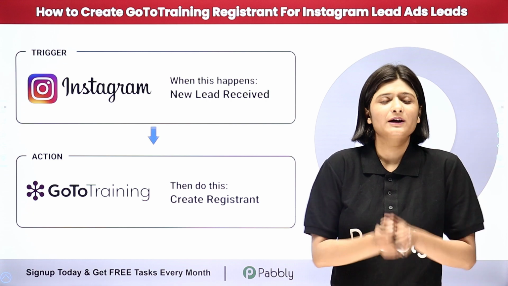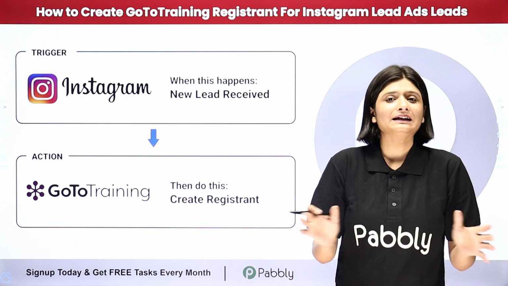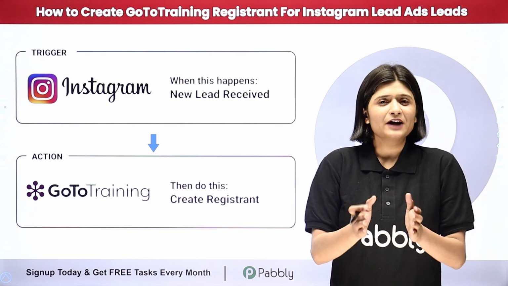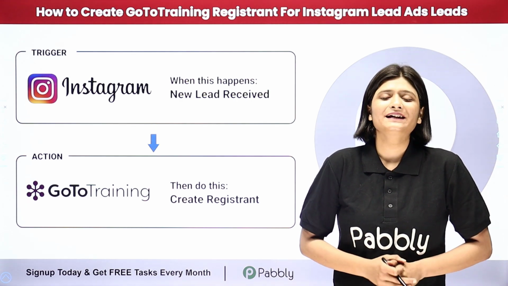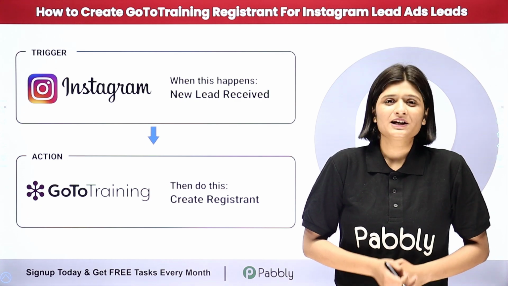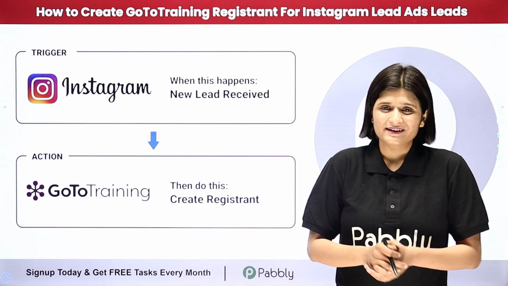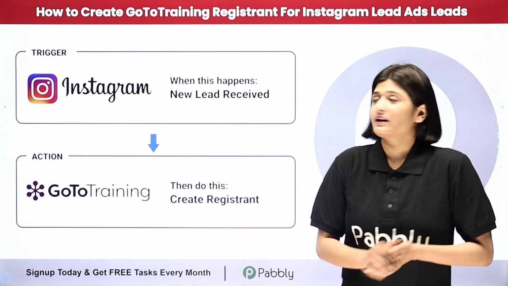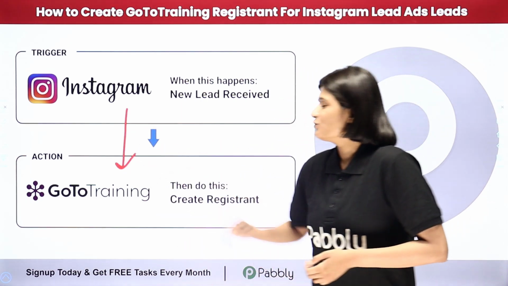Doing this manually will be a very time consuming task, so I am completely going to automate this process. And to do this automation, I am going to use Pabbly Connect. Pabbly Connect is an amazing automation and integration software which requires no coding or programming skills. Here I just need to build a connection between Instagram lead ads and GoToTraining.